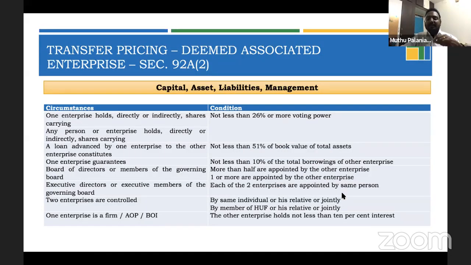Similarly, if one enterprise is a firm, AOP or BOI, then at least 10% of holding is sufficient. It need not require 26%. It is sufficient if they hold 10%. So that is about determining the participation based on capital, assets, liabilities, and management control.